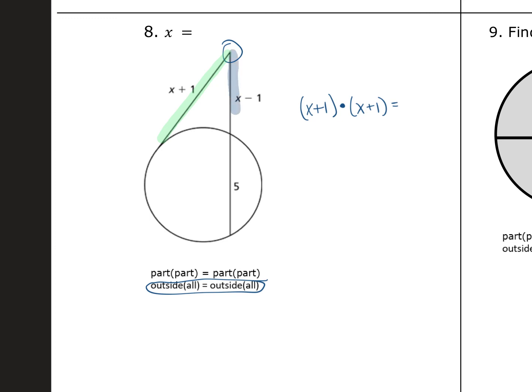So for the outside, we have x minus 1, in parentheses again. And then for the whole entire line, we have all of this. So we need to add those two things together. x minus 1 plus 5. Ooh, that's a long equation, but that's all right.